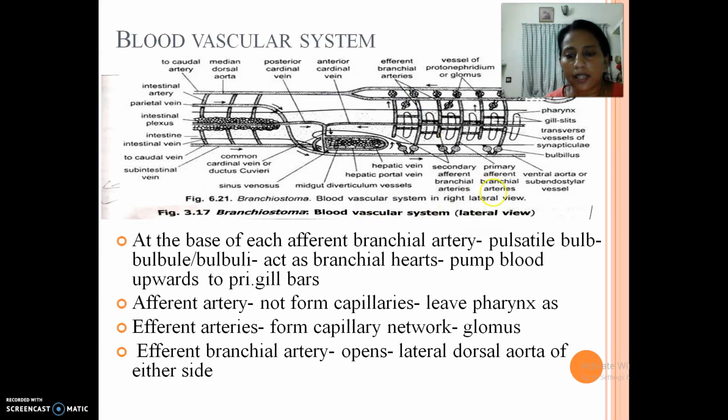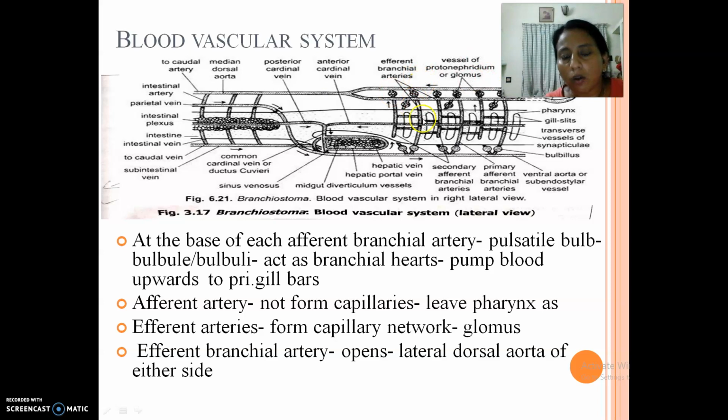So what happens is, the bulbuli are present, and then they don't form any capillaries. These afferent arteries don't form any capillaries, leave the pharynx as such, and enter the lateral dorsal aorta. See, this is one lateral dorsal aorta, and the other is the other lateral dorsal aorta. When we take the body, we can see that on this side pharyngeal gill slits are present, and on the opposite side also pharyngeal gill slits. So on both sides there is a lateral dorsal aorta.